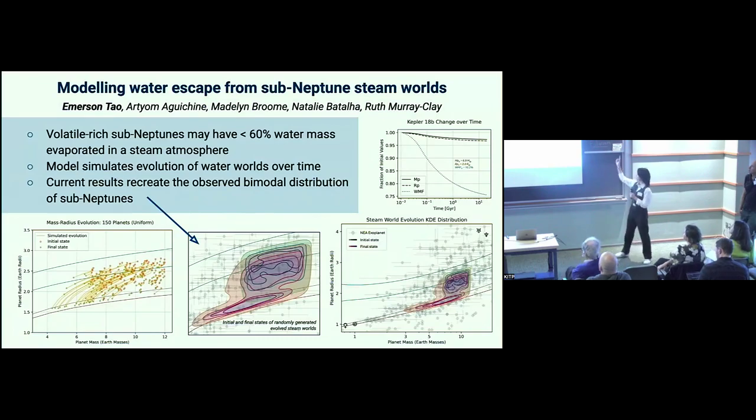And this actually recreates the bimodal distribution that we notice in observed sub-Neptunes, which means maybe steam worlds are more common in the universe than we think, or maybe that's part of the reason why we have this radius gap. So if you have any questions, feel free to chat. I have a poster over there.